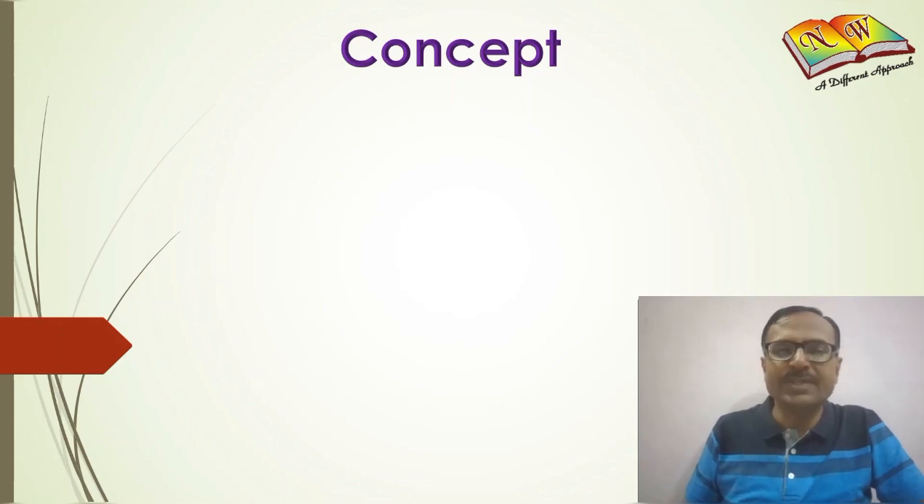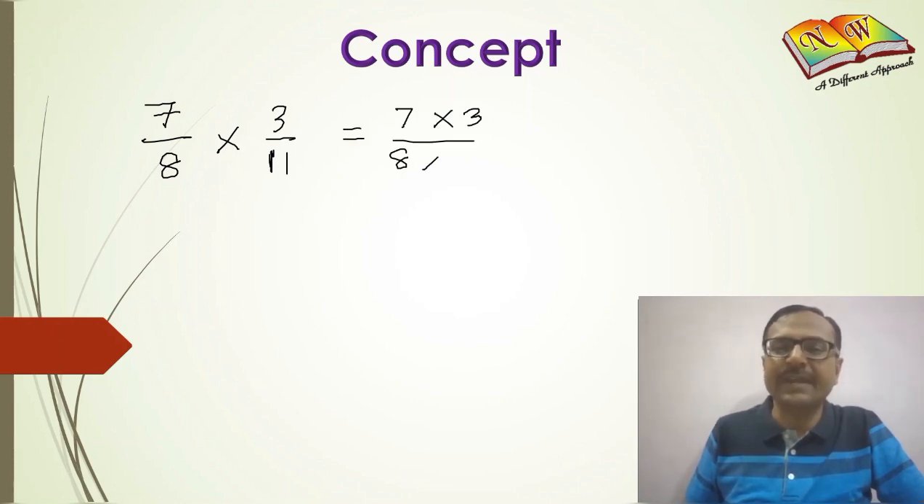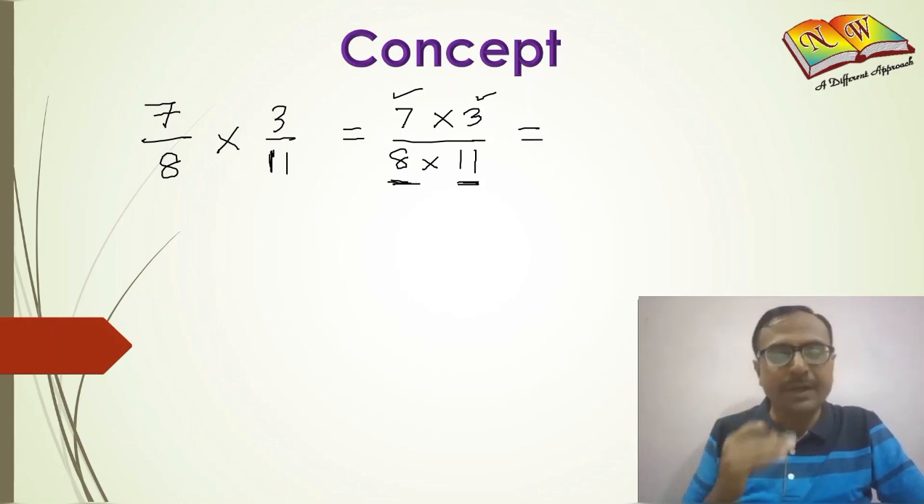So if you have a question like 7 upon 8 and 3 upon 11, you can see that in these two fractions, the numerators are 7 and 3 and the denominators are 8 and 11. There are no common factors between 7, 8 and 11 or 3, 8 and 11, and therefore we cannot cancel any common factor from the numerator and from the denominator.